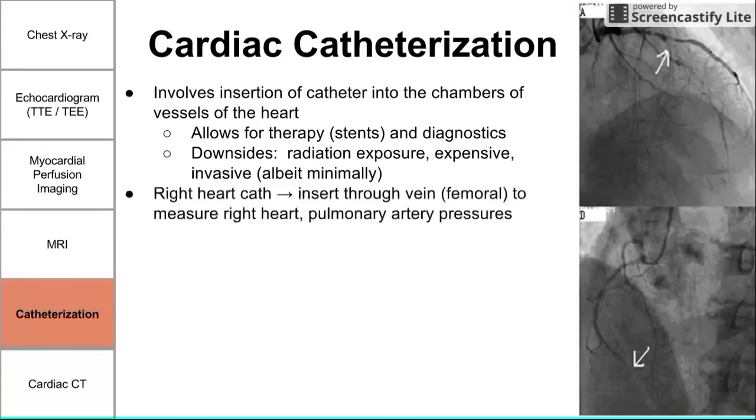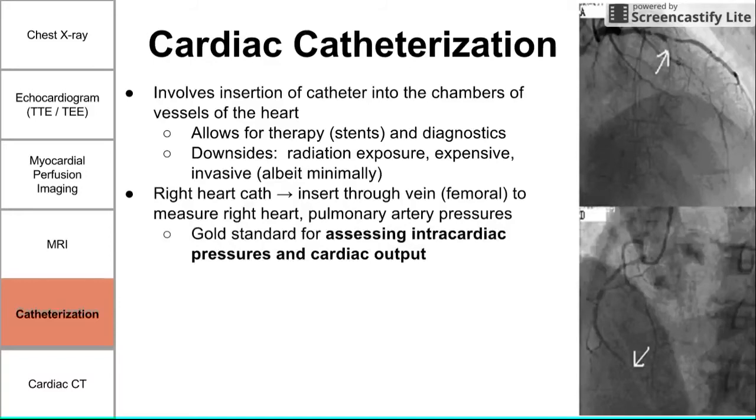Right heart catheterization involves the insertion of a catheter through the vein, usually the femoral vein, and it's used to measure the right heart pressure or the pulmonary artery pressure. And this makes sense because if we're going through the veins and we're going up to the heart, we're going to enter through the inferior vena cava into the right atrium and into the right ventricle. And we can even keep going into the pulmonary artery to measure pressures there. So that's the main use of right heart catheterization. So as we said, right heart catheterization is best for assessing intracardiac pressures, and it can also be used to look at cardiac output.